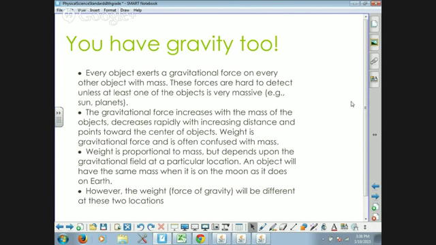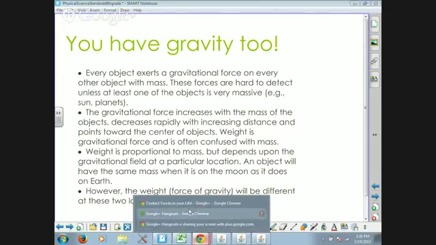And then it goes into weight is proportional to mass, but depends upon the gravitational field at a particular location. An object will have the same mass when it's on the moon as it does on the Earth. So when we did the triple beam balance experiment, you guys were taking the mass of the different objects, then we calculated the force due to gravity on the Earth, and then you calculated the force due to gravity on the moon. So the mass stayed the same. Mass never changed.